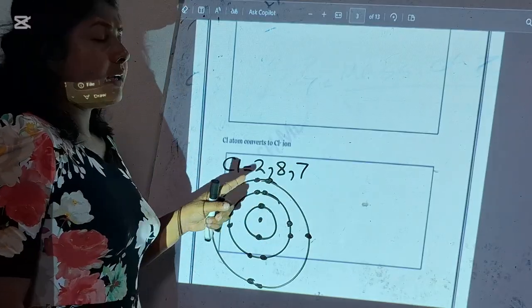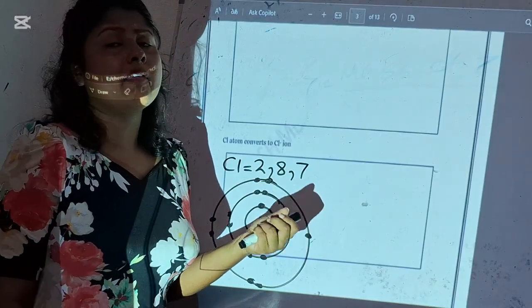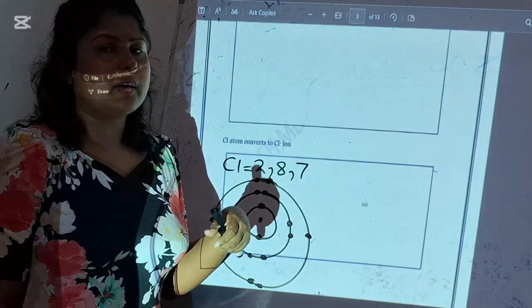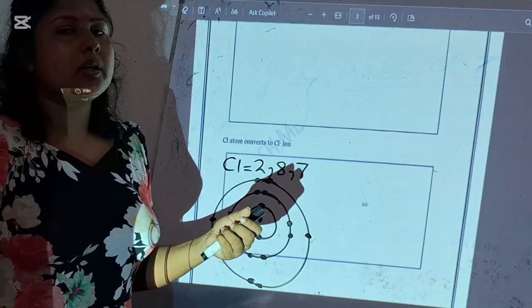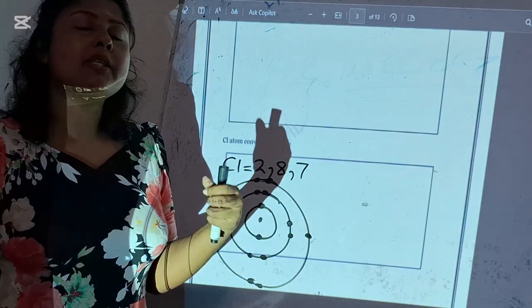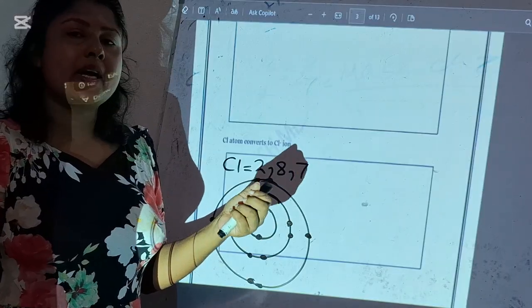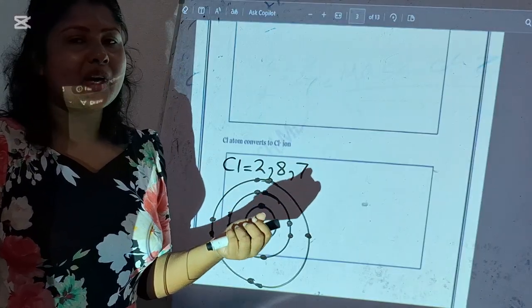So chlorine can release 7 electrons and become stable, or it can take 1 electron and become stable. The easiest way is taking 1 electron and becoming stable.